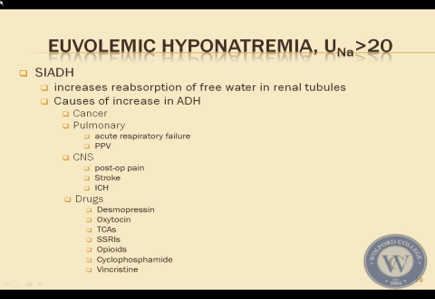These people usually have cancer or pulmonary problems such as acute respiratory failure, or SIADH can occur just from simply positive pressure ventilation. Central nervous system wise, it could be from post-op pain, stroke, or endocrine hemorrhages. Drugs that induce SIADH include desmopressin, oxytocin, the tricyclic antidepressants, serotonin reuptake inhibitors, opiates, and some of the chemotherapeutic drugs such as cyclophosphamide and vincristine.